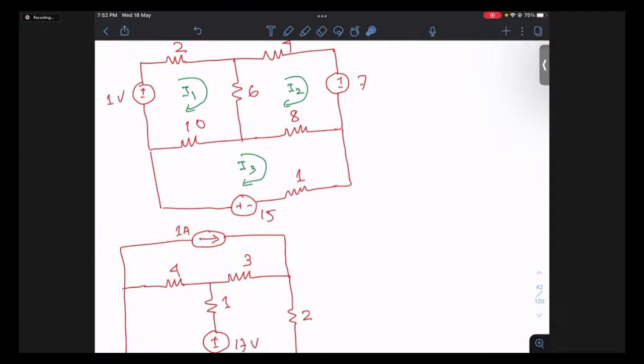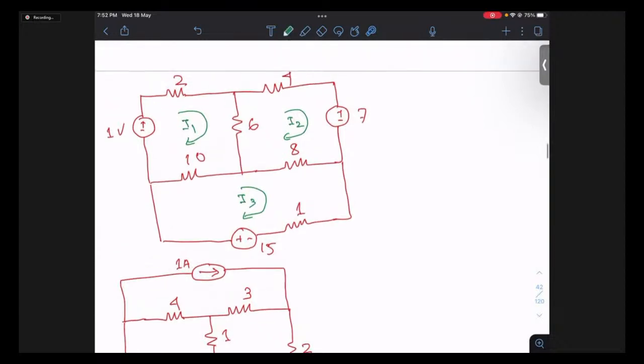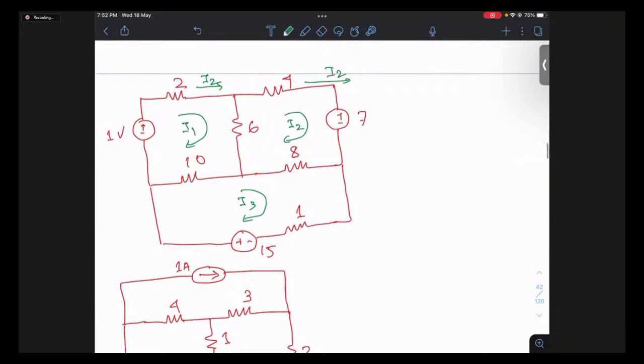Now see here, let us do one thing. I know this current is I1, right? This current is I1. And I know this current is I2. So if you see, this is actually I1, right?